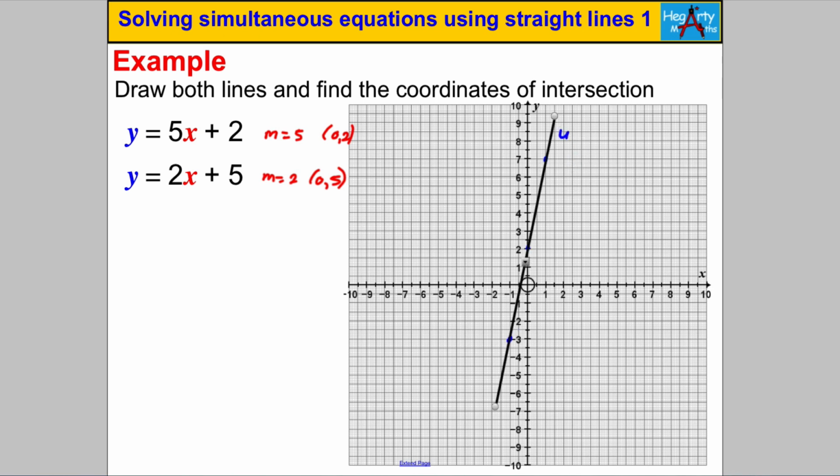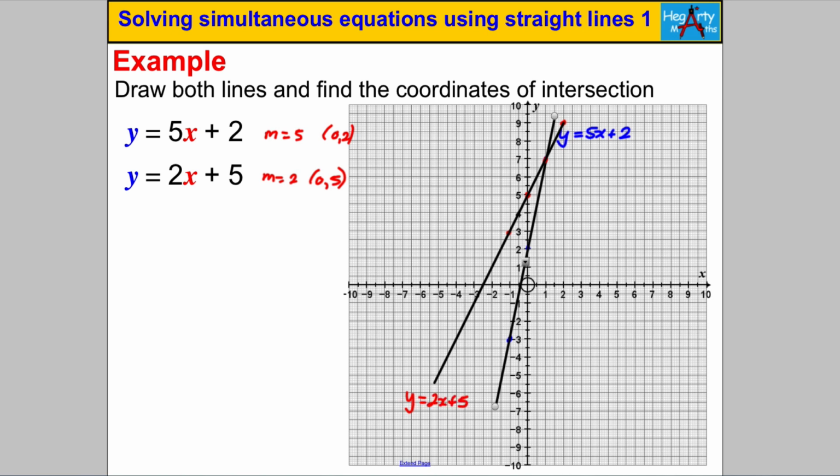That's y equals 5x add 2. Let's do the other one as well. So let's start at 0, 5 here. Gradient of 2: across 1, up 2; across 1, up 2; and back 1, down 2. There you go. That's the equation y equals 2x add 5.